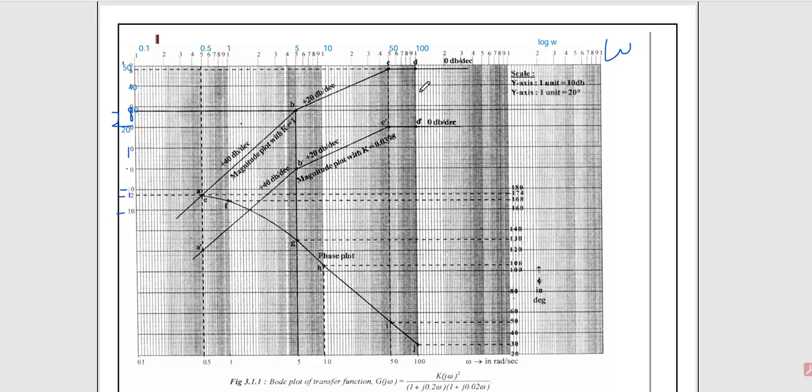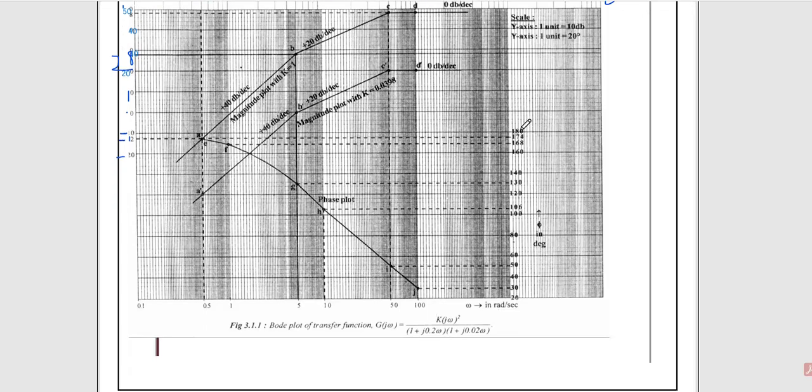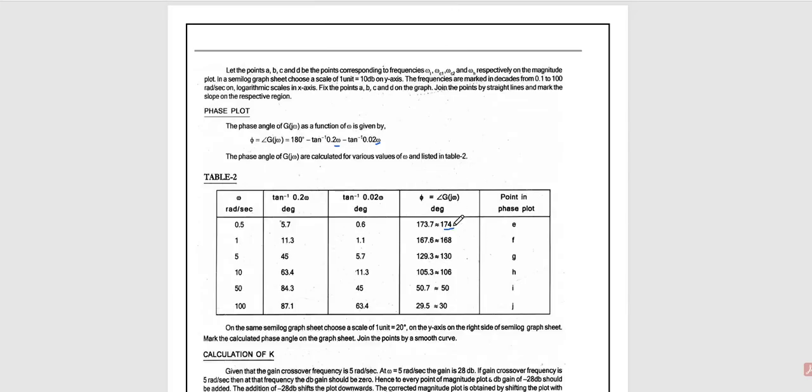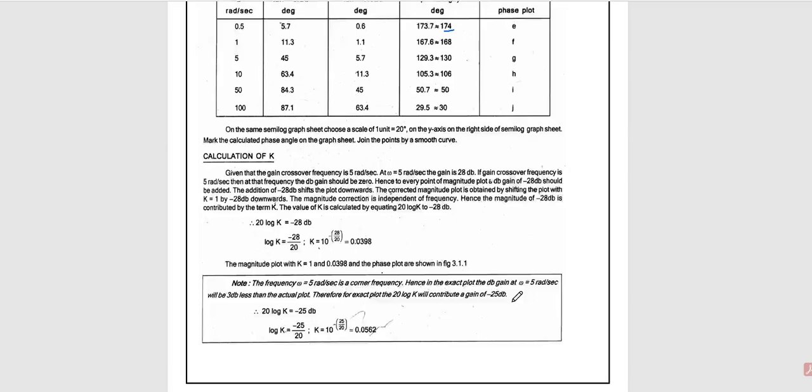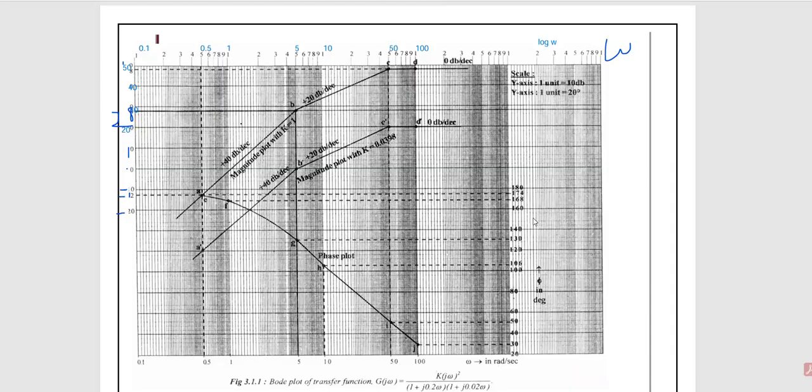So we have drawn the plot. Then for the phase plot, we have to mark the angles. You can also mark here, otherwise here. The values we have calculated: you can see here it is 174. All are positive degrees: 174, 168, 130, 106, 50, 30. So for 0.5 it is 174, for 1 it is 168, for 5 it is 130, for 10 it is 106, for 50 it is 50, and for 100 it is 30 degrees. We are going to mark over here. If you take positive degrees, it always increases in this direction.